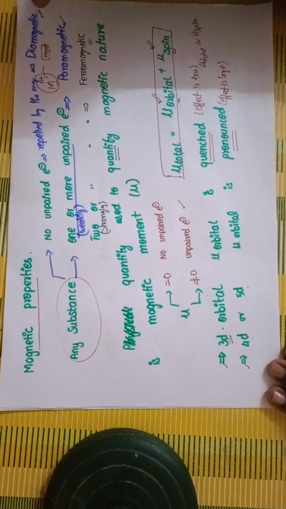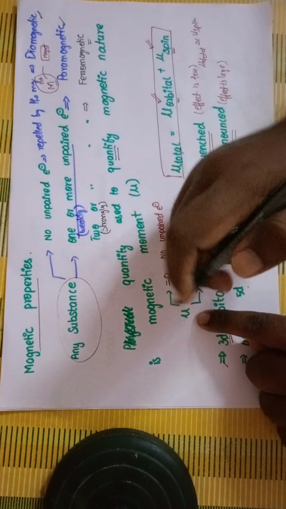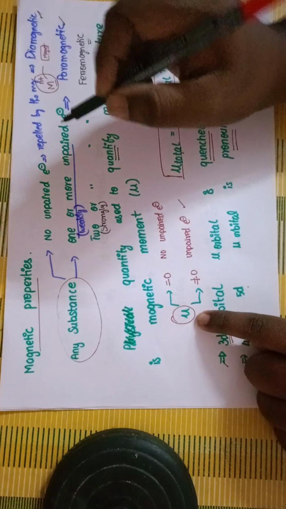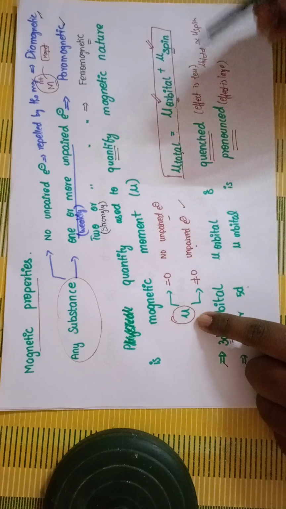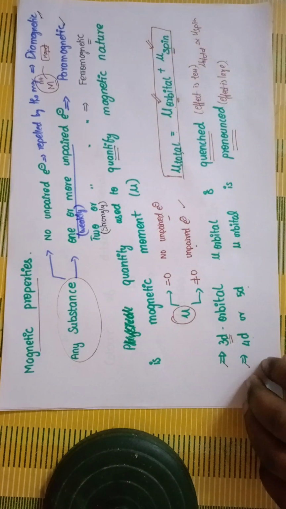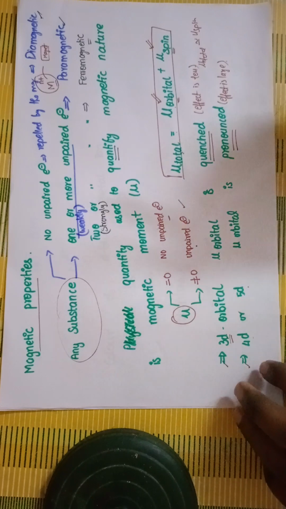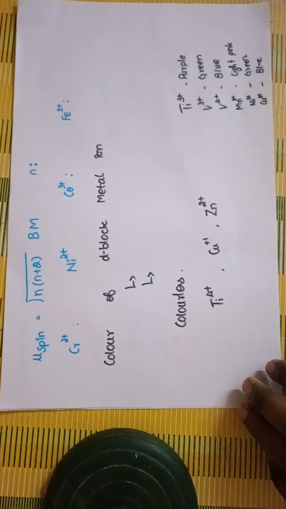Clear? Diamagnetic, paramagnetic, ferromagnetic. First understand this, then understand the magnetic moment, how the magnetic moment varies with the presence or absence of unpaired electrons. Then this thing, okay? What is the importance of orbital magnetic moment? In which case is it predominant?